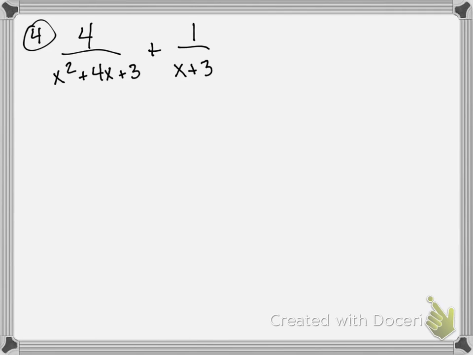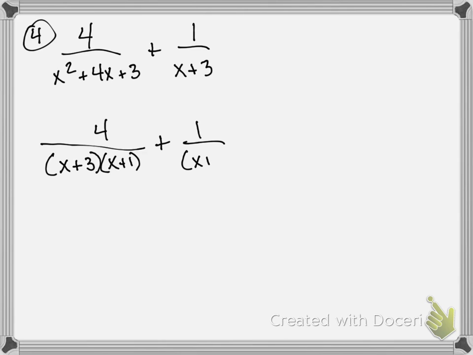Last one, number 4. We got x squared plus 4x plus 3 plus 1 over x plus 3. I need to factor the bottom. So what is the bottom factor to be? x plus 3 and x plus 1. The hardest part is probably figuring out what this factors to be. So you got to go back and really knock out those factoring problems that we spent pretty much all year on. After that, it turns into something pretty simple.